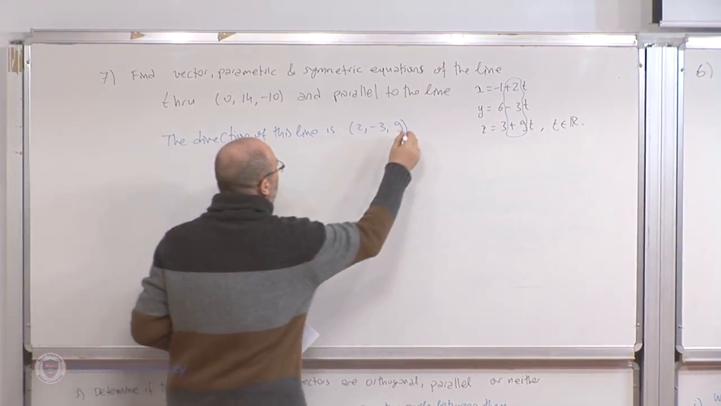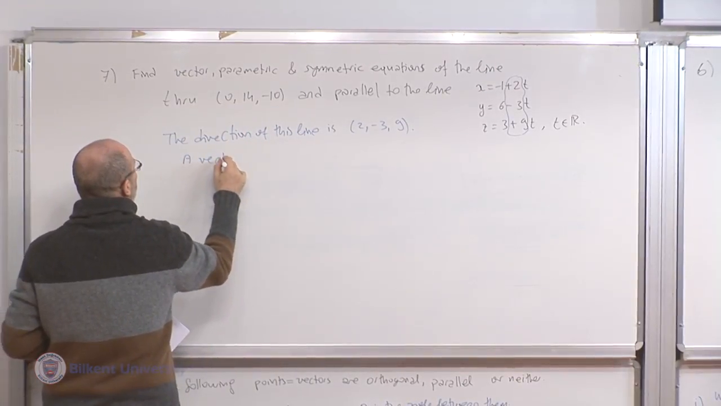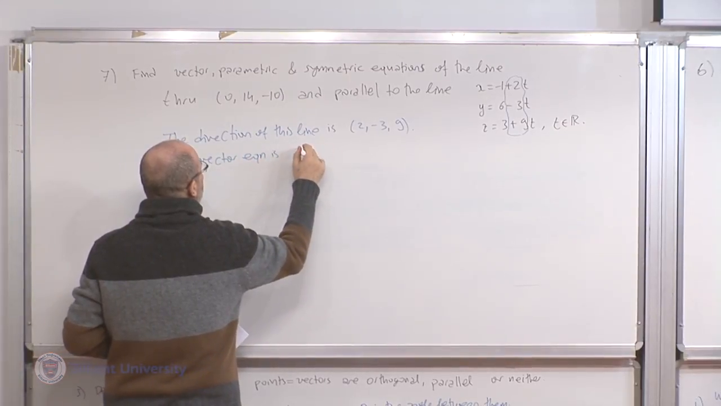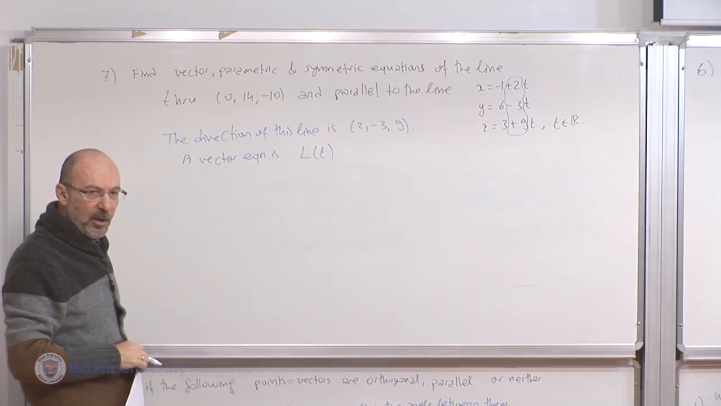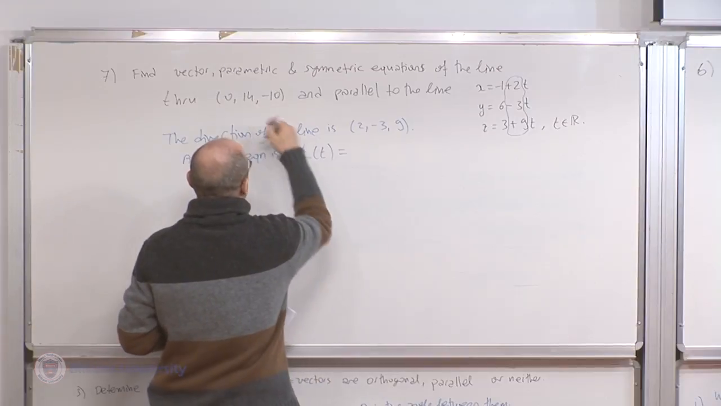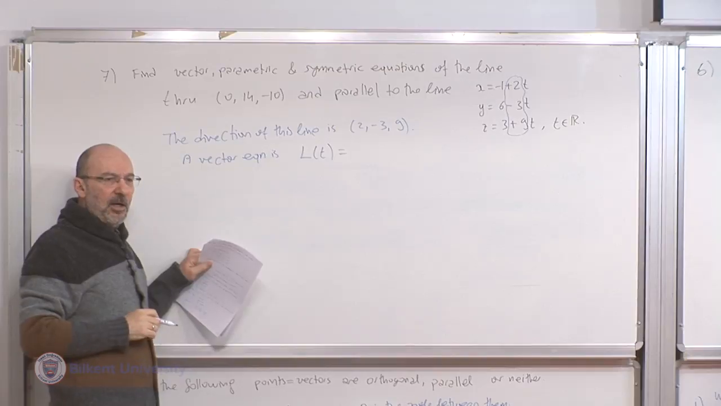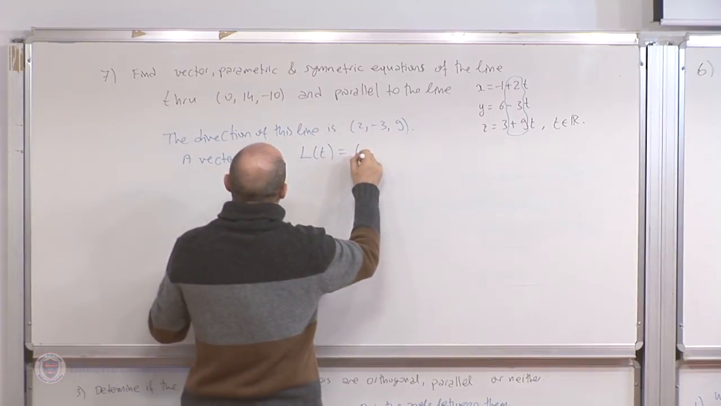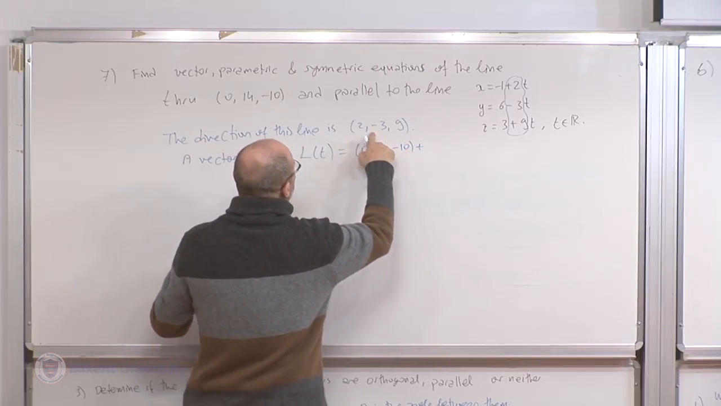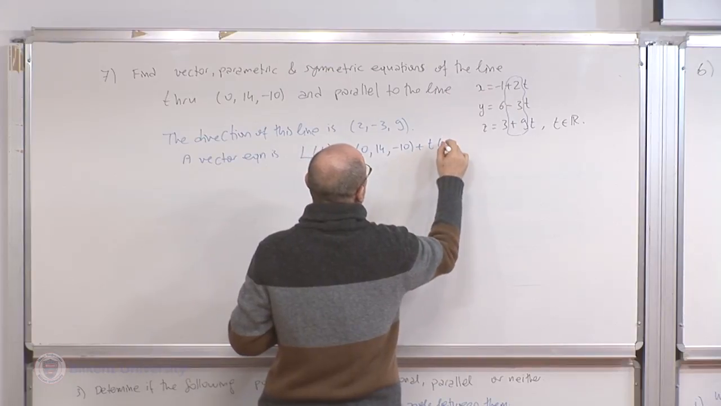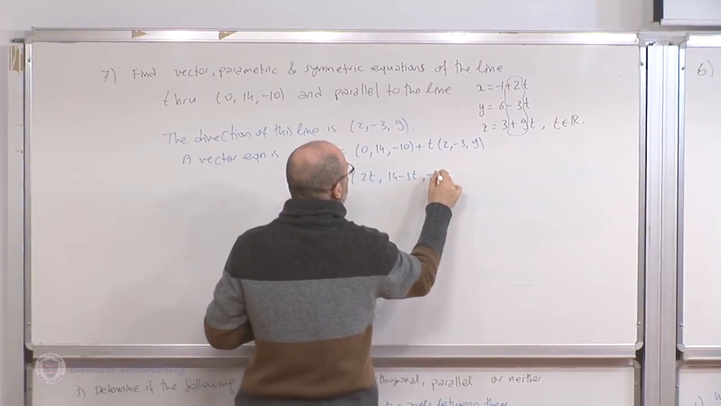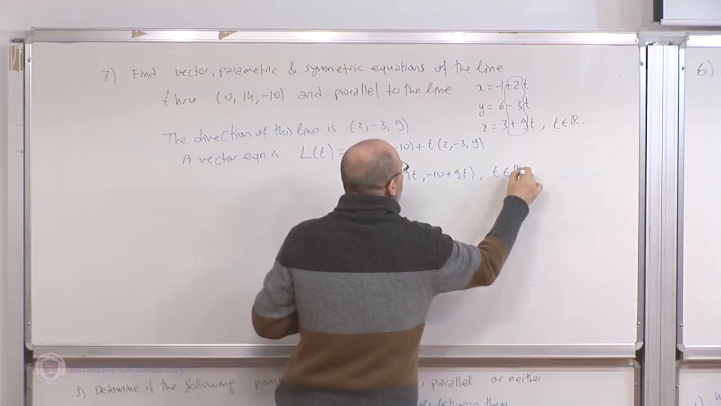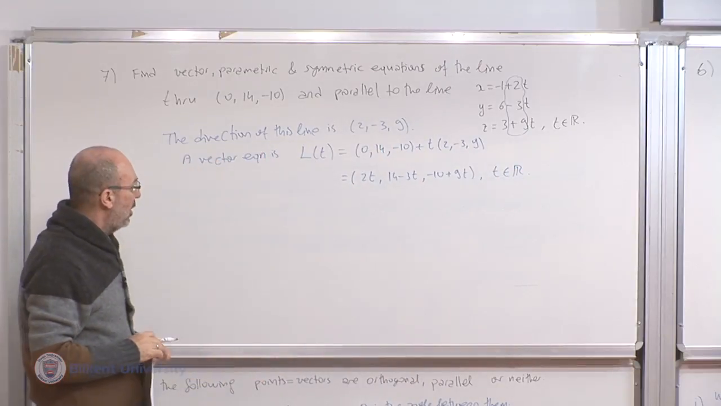So you write it here. It passes through this point. A vector equation is, since this is a line, sometimes we say L(t). If we want to denote position, we say P. And in physics, sometimes we write r(t). So let's say L(t). Remember that a vector equation is describing an address. So how do you describe the address for a typical point on this line? You say first go to this point, (0, 14, -10). Then follow this direction in any way you like. So this is the parameter, (2, -3, 9). You simplify this: (2t, 14 minus 3t, -10 plus 9t). And t is free. You can move freely on this line. This is the vector equation.